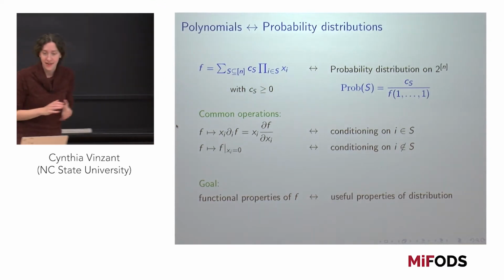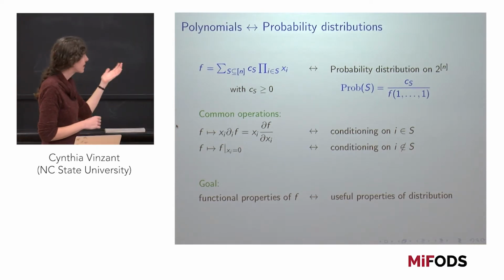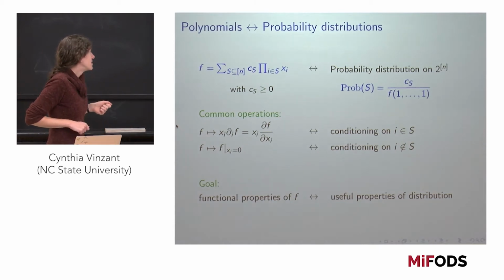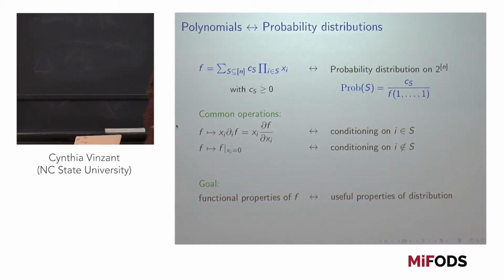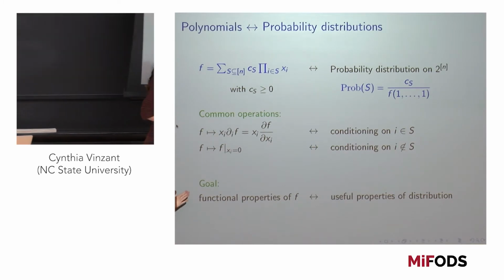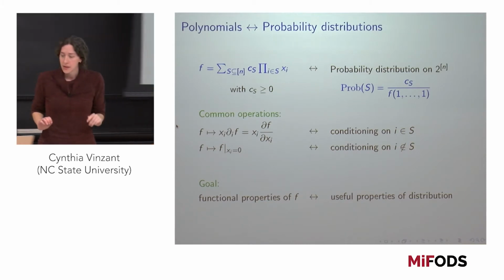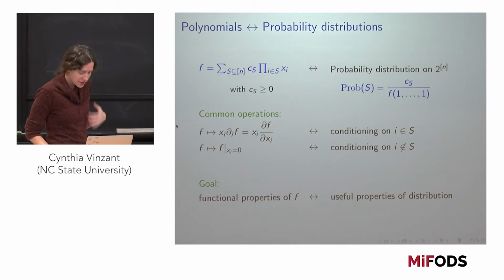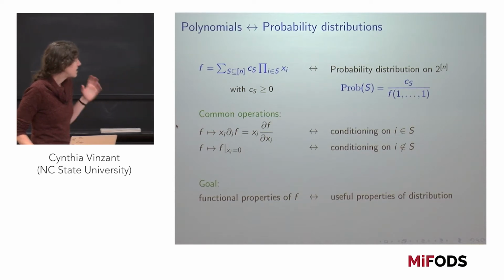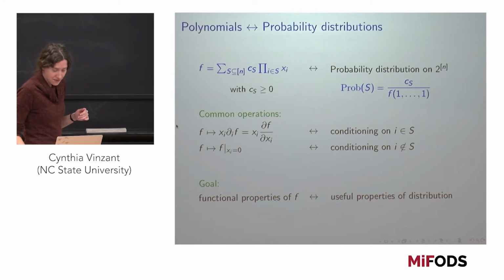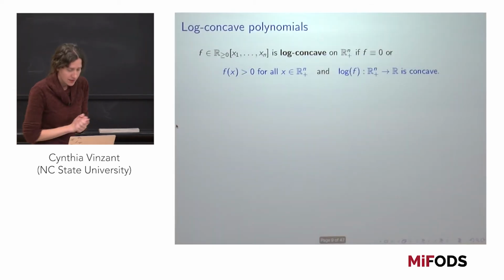High level, not only is recording things as a polynomial convenient, it's very convenient. You can really translate properties of f as a function into properties of this probability distribution in a useful way. And the functional property of f of the day is going to be log concavity as a function. So that's the connection with log concavity.